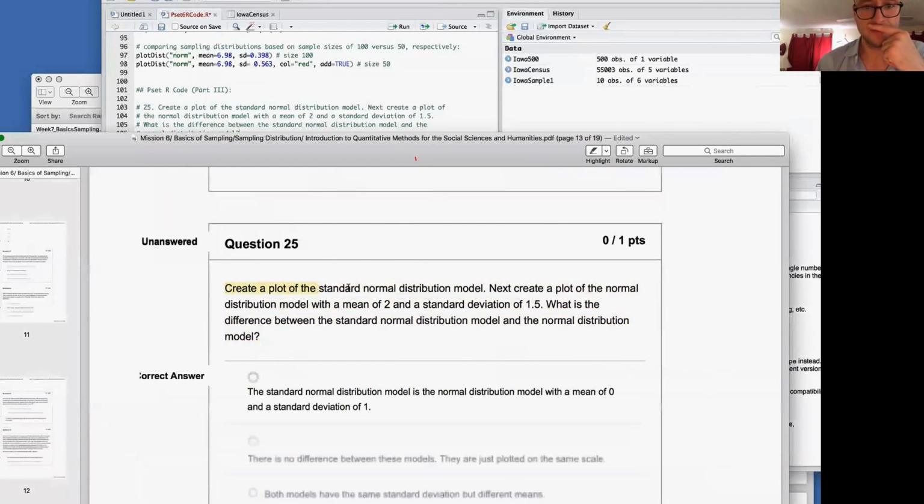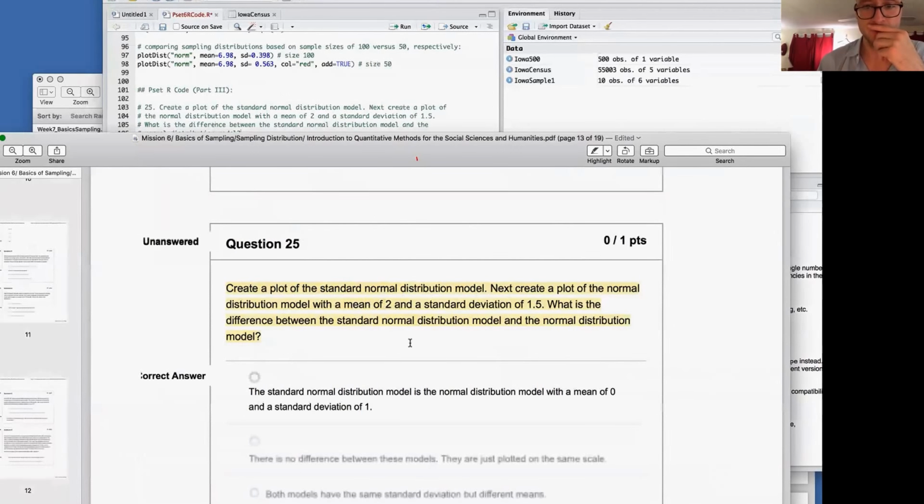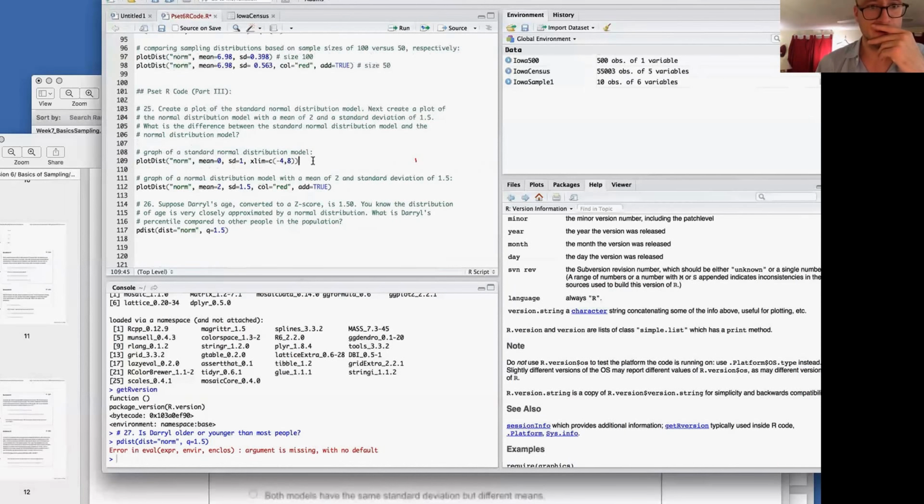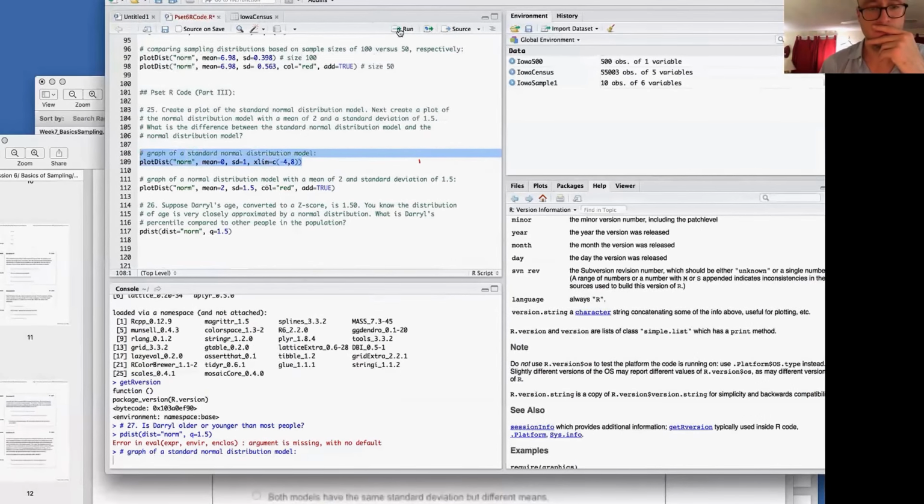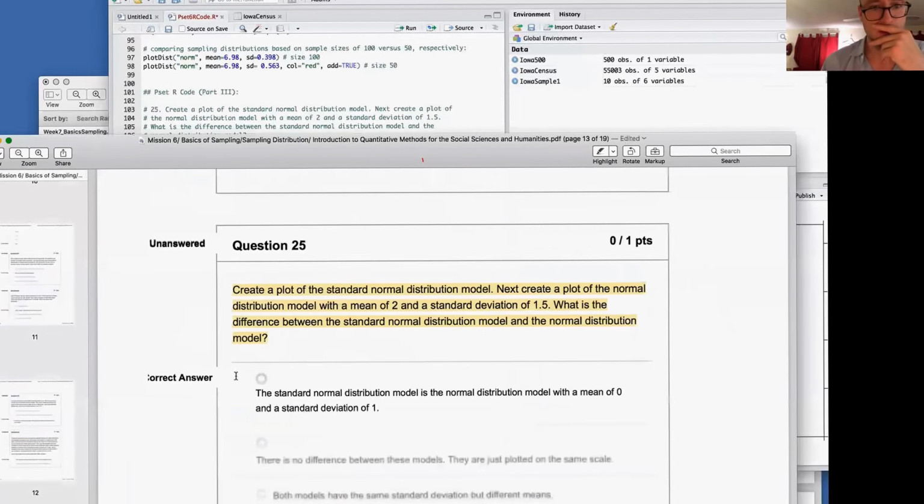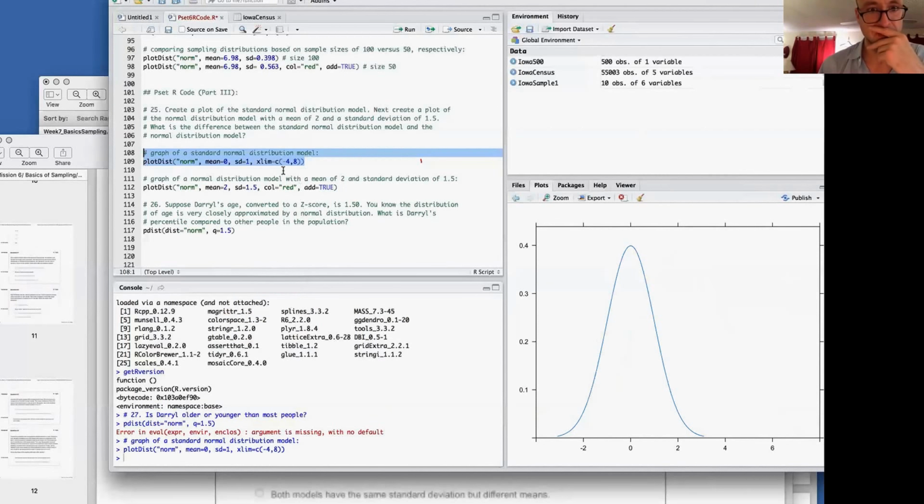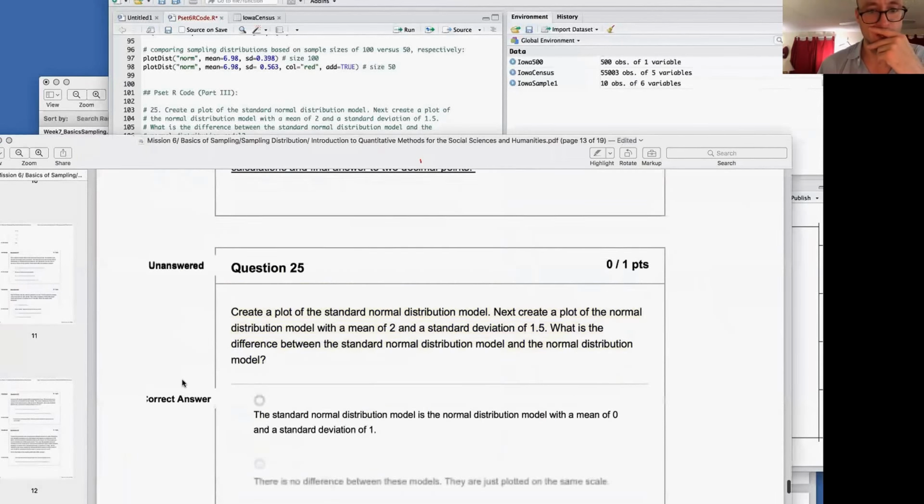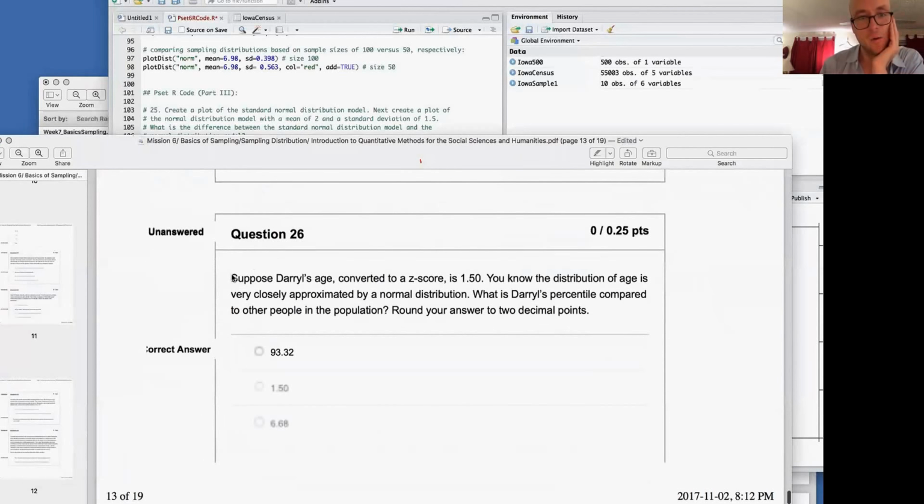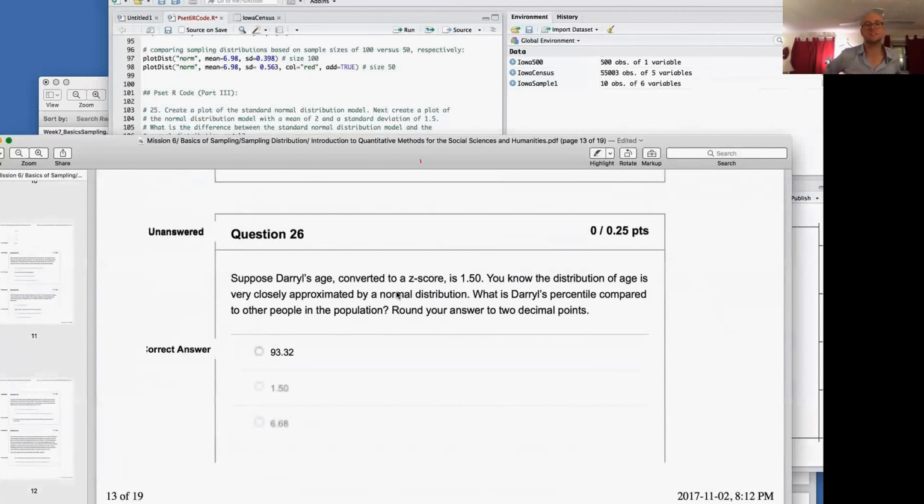When we create a plot of a standard normal distribution model, we want to create a plot with a mean 2 and a standard deviation of 1.5. We did that before. And that's what the plot dist function does. Right? And the standard distribution is a normal with a mean 0, standard deviation of 1. Right? And we basically define mean 0, standard deviation 1 there. And now we have something called a z-score, which is 1.5.